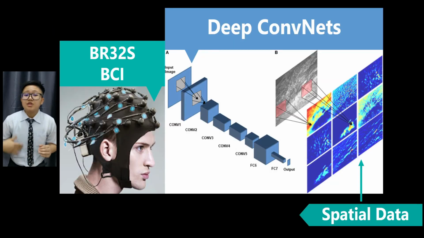The purpose of this study is to design and train a deep convolutional neural network, ConvNet, for end-to-end EEG decoding and visualization of the salient EEG features learned from raw EEG data extracted from the BR32S BCI. Furthermore, the difference in brain signals when raising the left or right arm will be observed.